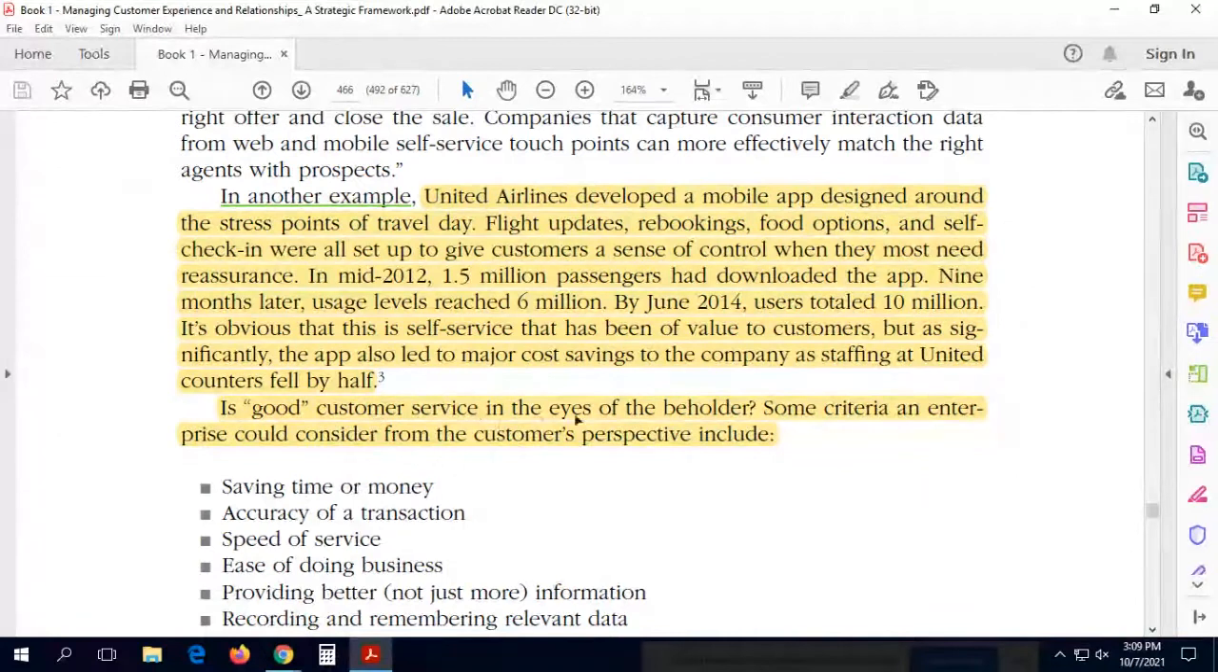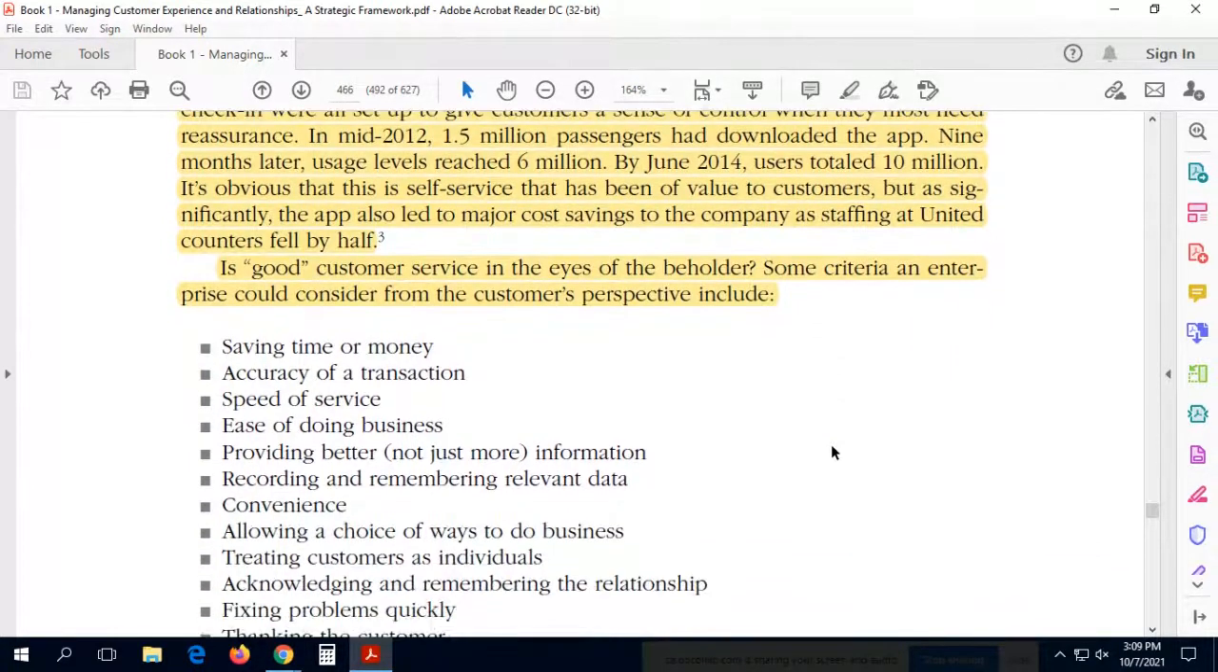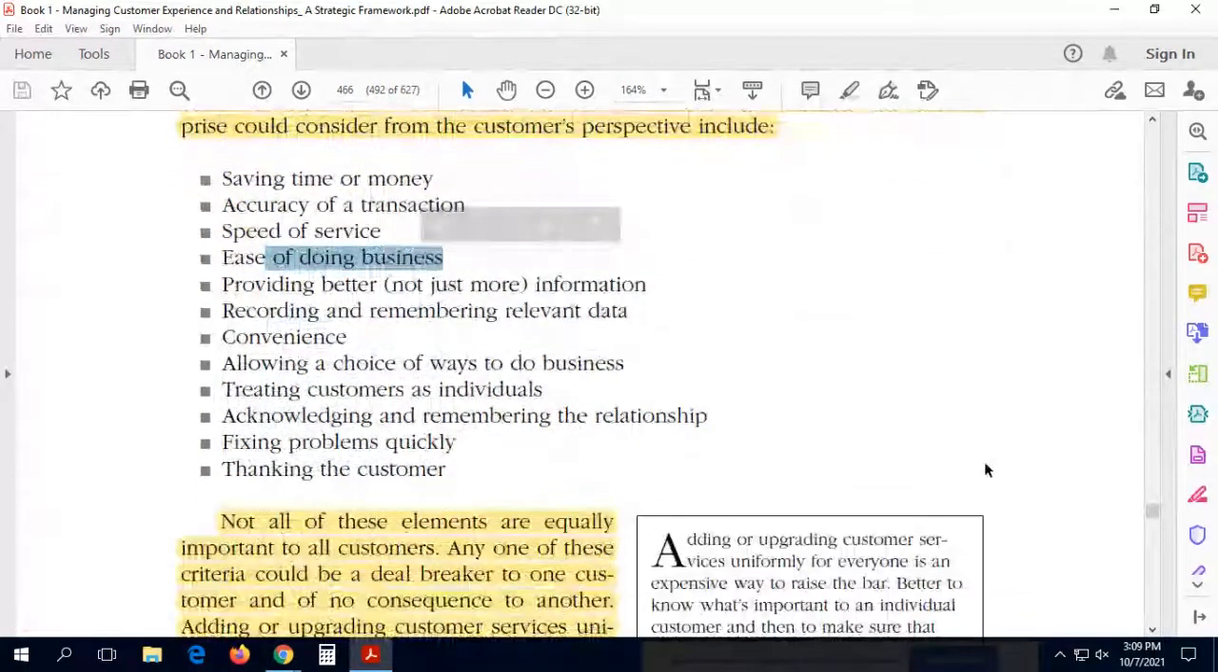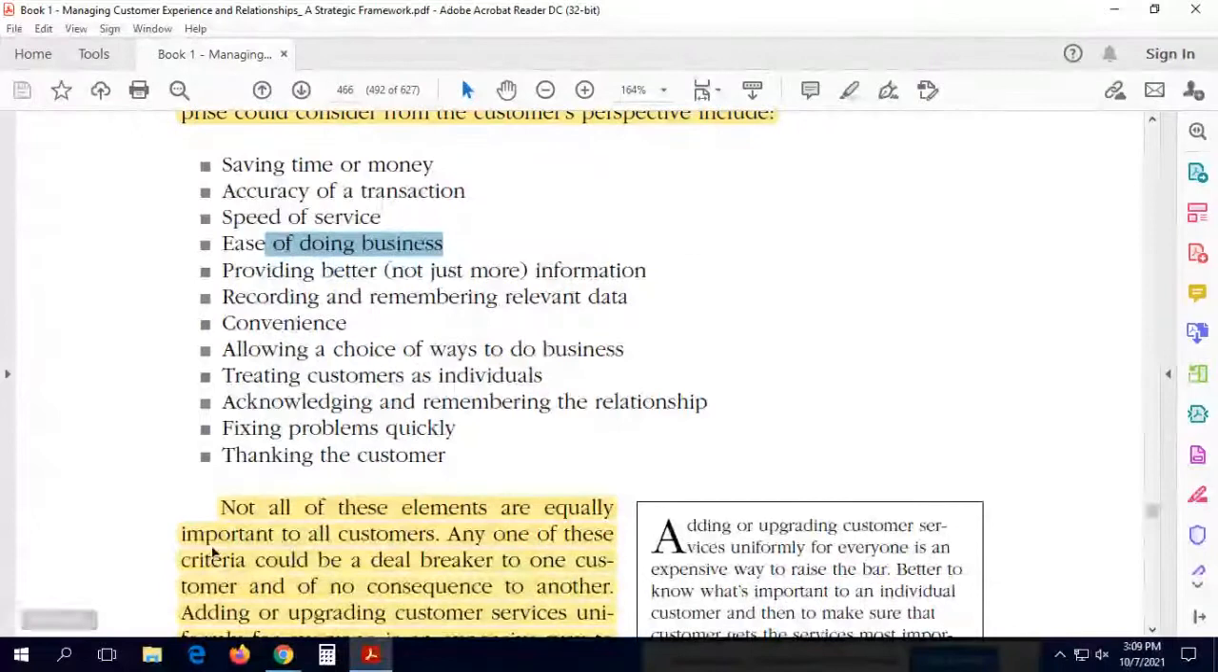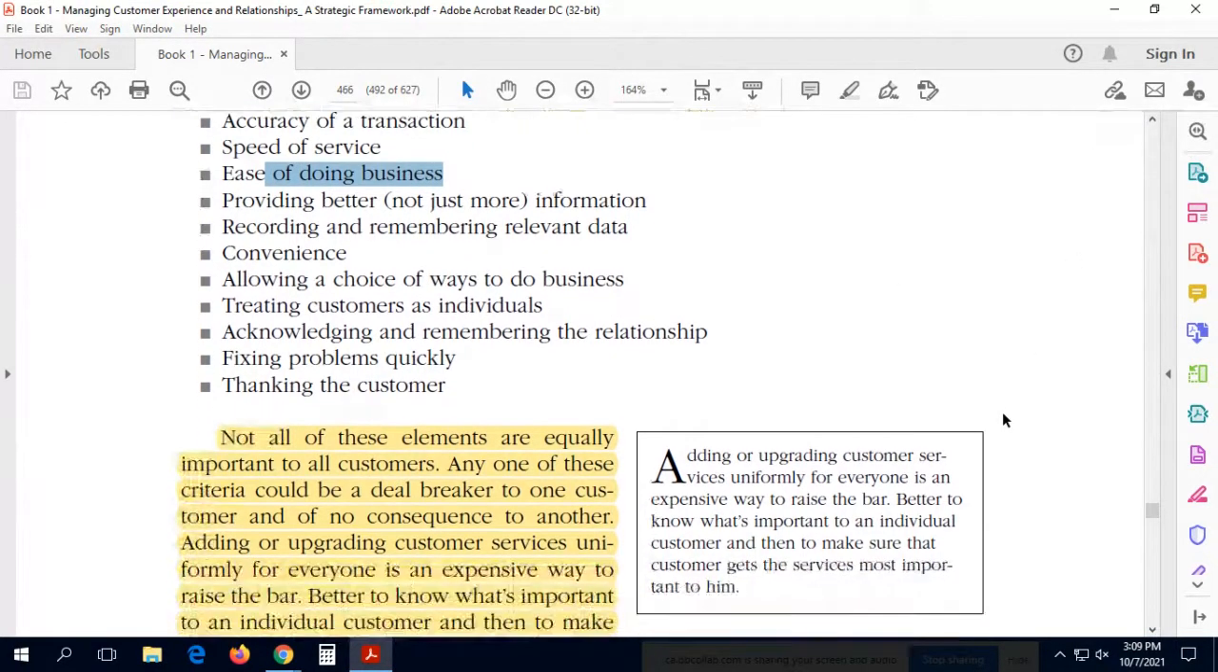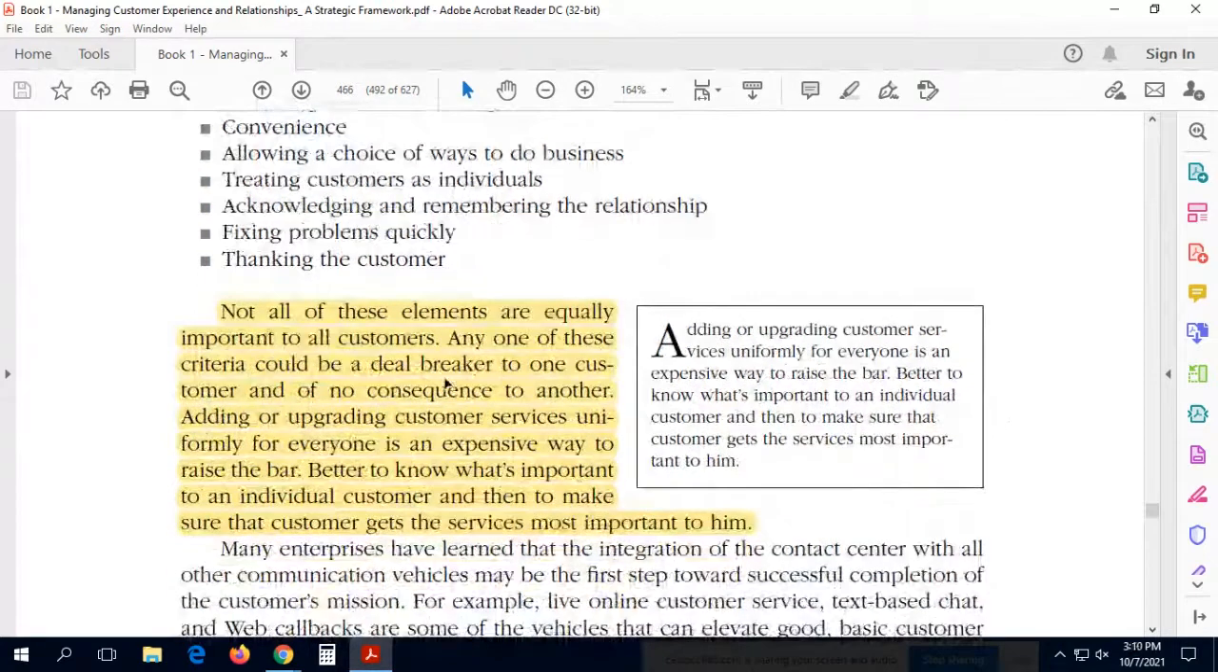Is good customer service in the eyes of the beholder? Some criteria an enterprise could consider from the customer perspective include convenience, ease of doing business, and so on. You can look into these things. Not all of these elements are equally important to all customers. That is why it is very important to differentiate customers. We have made that point many times in the semester. But anyways, any one of these criteria could be a deal breaker to one customer and of no consequence to another.